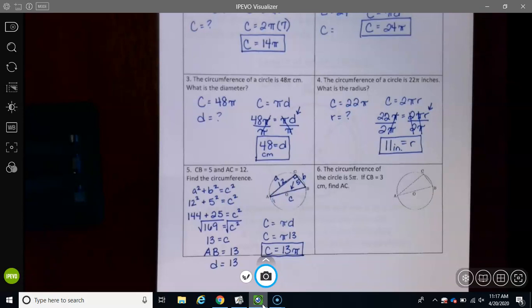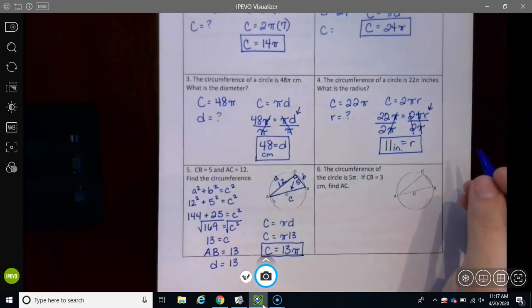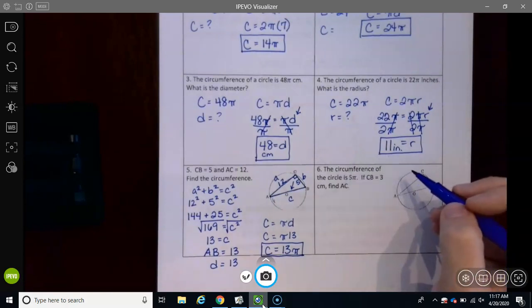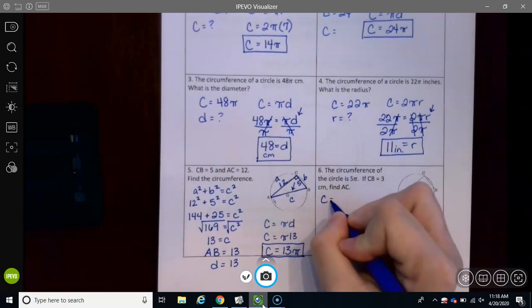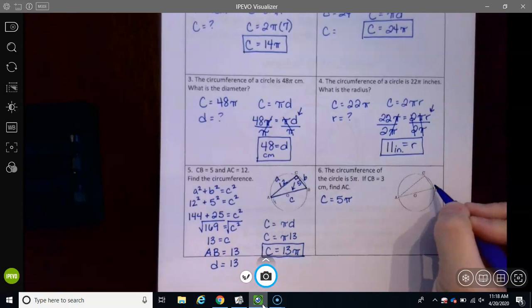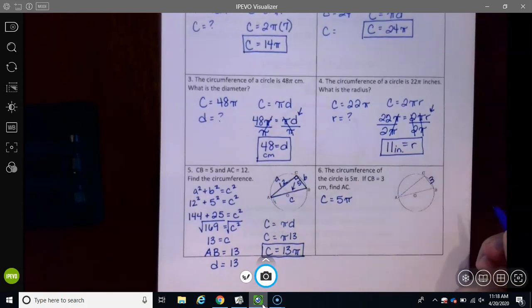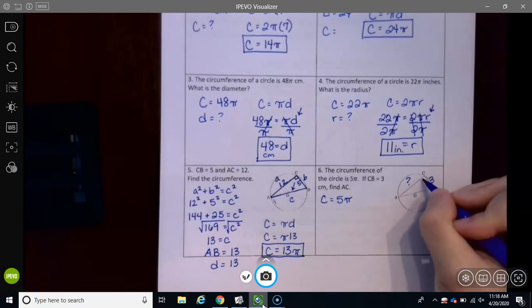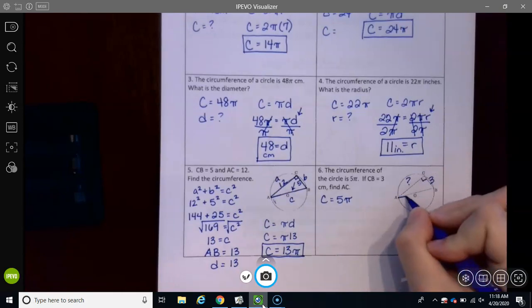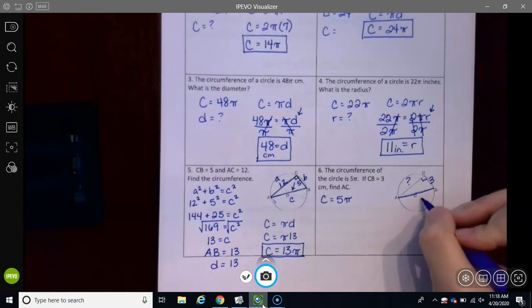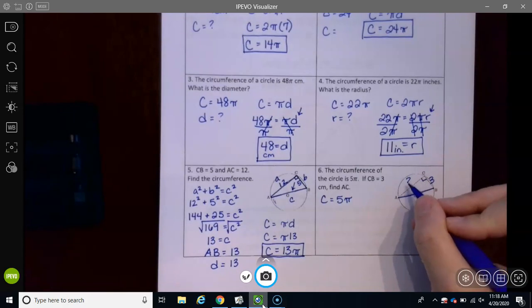All right. One more, and then we'll talk about sector length, or arc length, sorry. The circumference of the circle is 5 pi, so we know the circumference is 5 pi. If CB is 3, so the distance from C to B is 3, find AC. So they want us to find that side. Now again, this is a right angle because it's across from the diameter of the circle. So if we can find the diameter, then we can use the Pythagorean theorem to find that missing side.